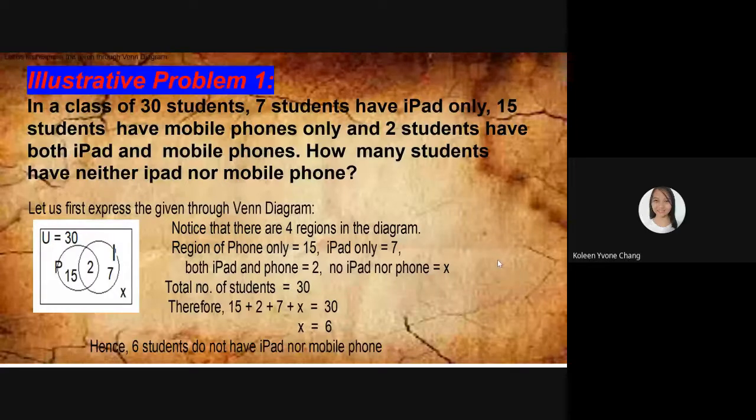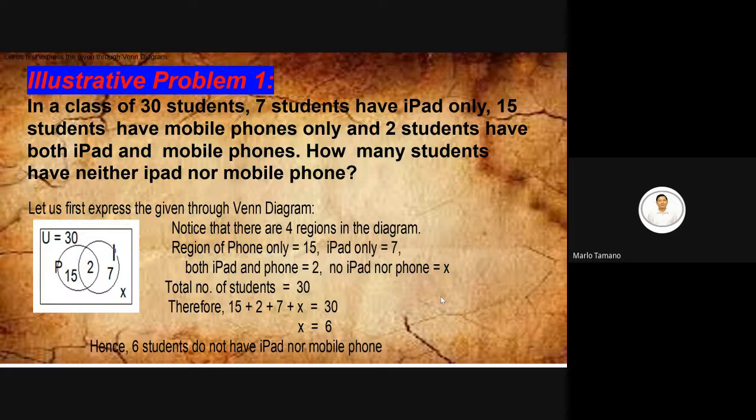In a class of 30 students, 7 students have iPad only. 15 students have mobile phones only, and 2 students have both iPad and mobile phones. How many students have neither iPad nor mobile phone? Okay. So thank you.